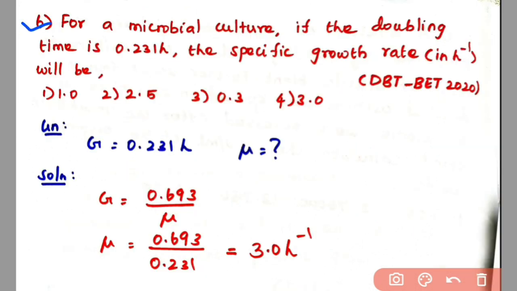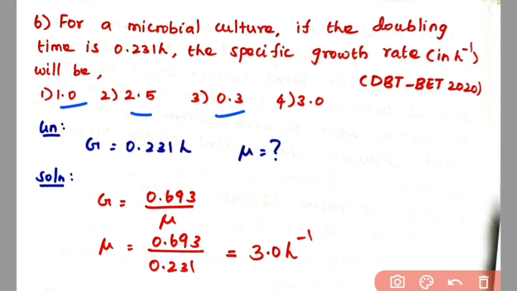Okay, next problem: for a microbial culture, if the doubling time is 0.231 hour, the specific growth rate will be. The options are 1, 2.5, 0.3 and 3.0. Okay, so it is a direct problem. You can easily calculate the specific growth rate. The formula is G is equal to 0.693 divided by mu. So mu is equal to 0.693 divided by the doubling time G, that is 0.231. So mu is equal to 0.693 divided by 0.231, that is equal to 3 hour power minus 1.